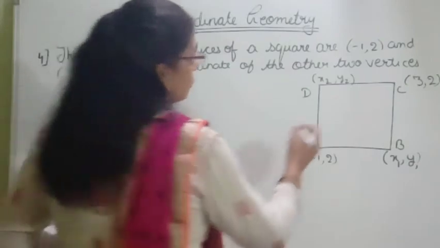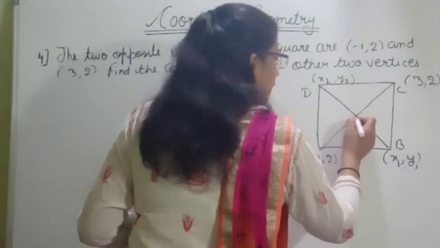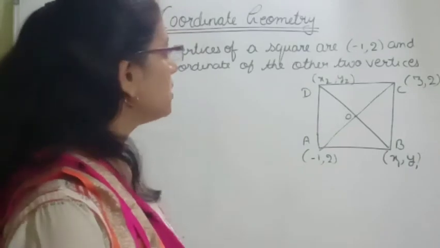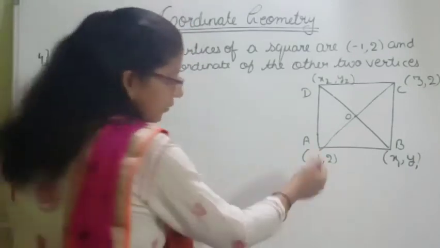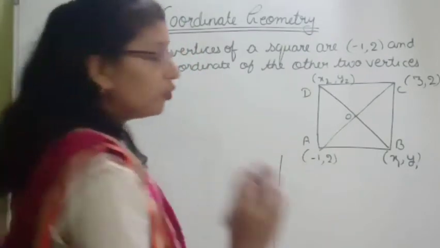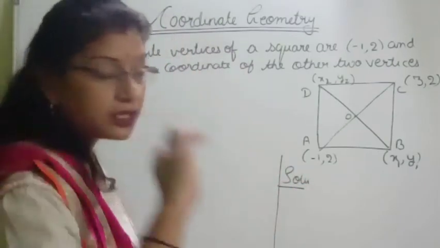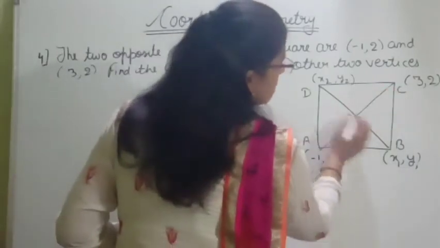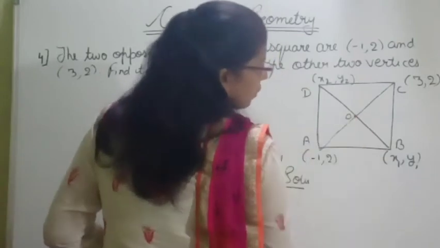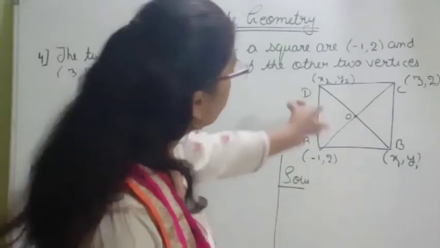Everybody knows that the diagonals of a square are equal and bisect each other. So let us start from here. I will not rub out the equation which we want. So what is the solution? Now the first thing is the diagonals bisect each other. This means O is the midpoint of AC, and in the same way O is the midpoint of BD. So O is the midpoint of both the diagonals.